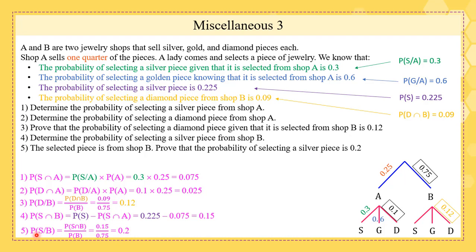And by now, what is P of S given B? We can put it on the tree also to get 0.2. And if this is 0.2 and this is 0.12, this would be 0.68.